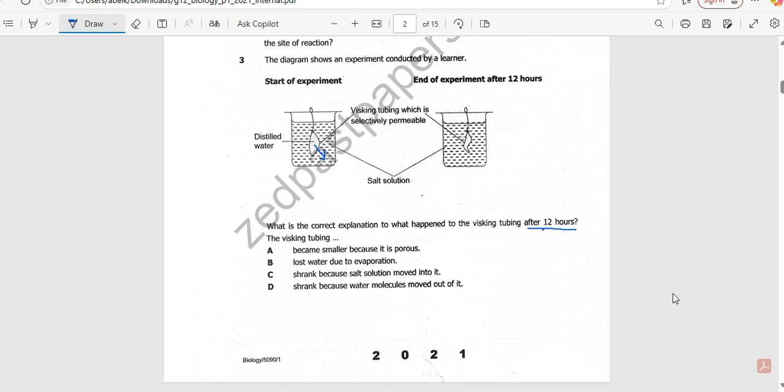These are completely false answers, so you need to get rid of them. Then, shrank because salt solution moved into it. Salt solution cannot go into it and become like this. Then, shrank because water molecules move out of it. So this is our answer. So our answer is D.